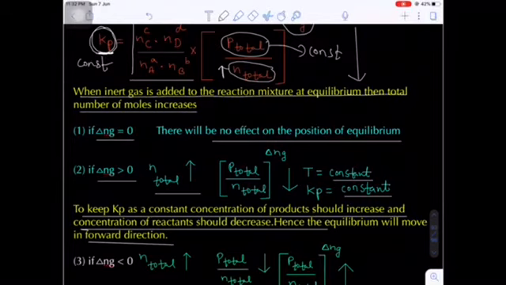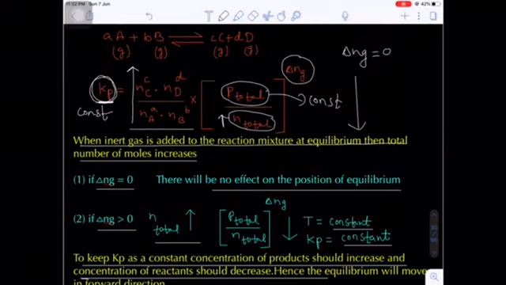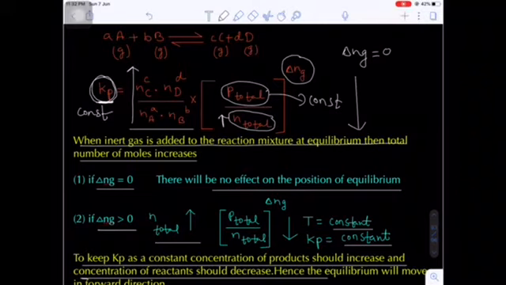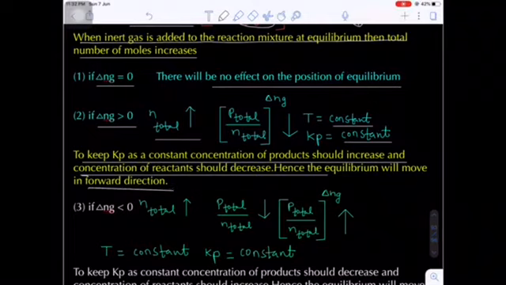That means if you add the inert gases at constant pressure, if delta Ng is greater than 0, then the system will move in the forward direction. Okay. Now case number 3.